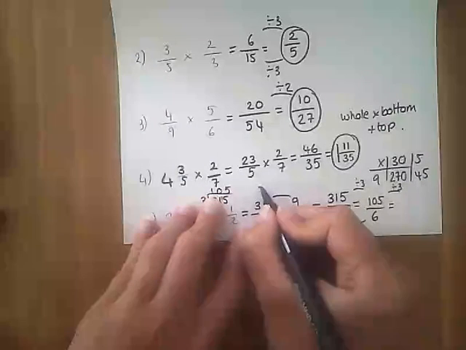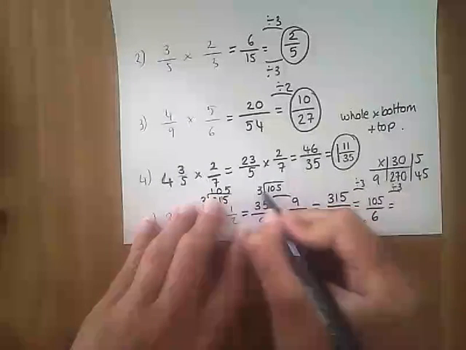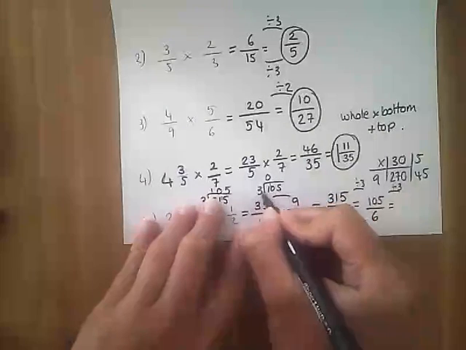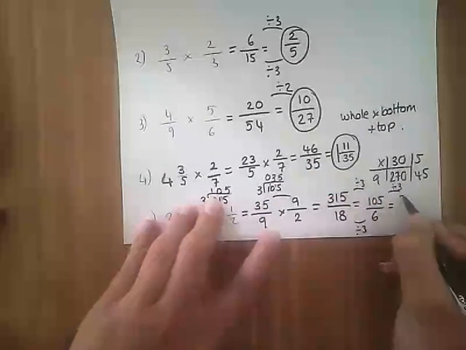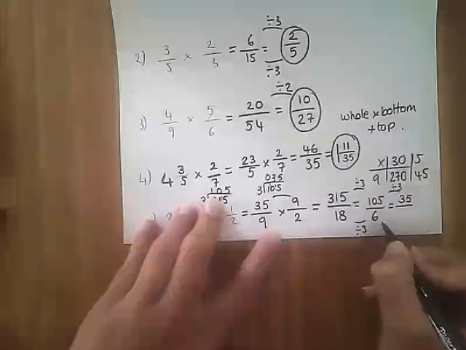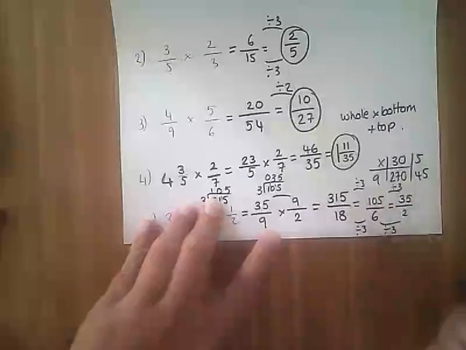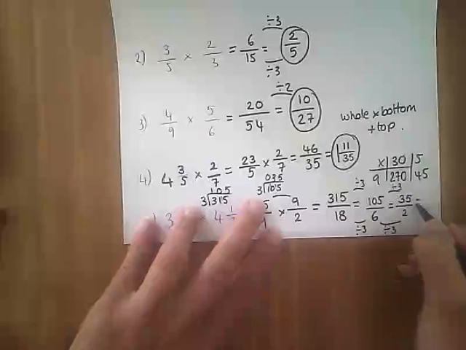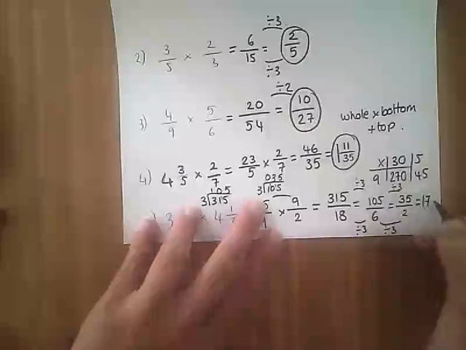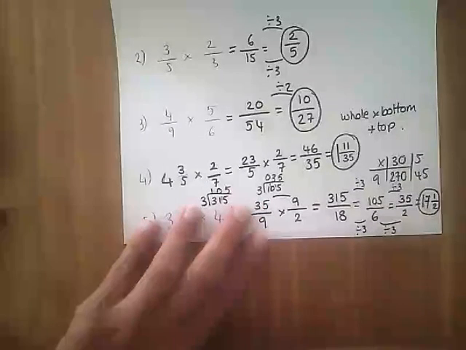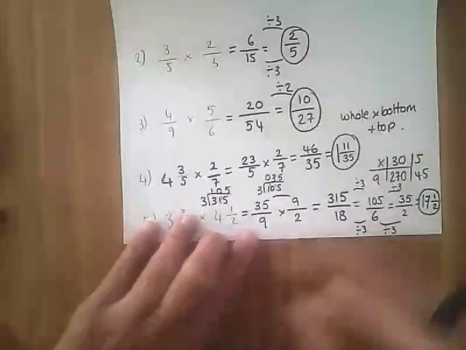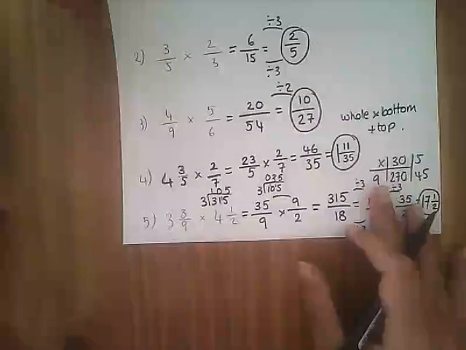So 3's into 105, 3's into 1 don't go, carry the 1, 3's into 10 go 3, remainder 1, 3's into 15 go 5. So that's 35 divided by 2. Much nicer. How many 2's are in 35? Well, 2 17's are 34, and we've got 1 left over, and so the answer is 17 and a half. That is multiplying fractions. We're then going to go on to dividing fractions.